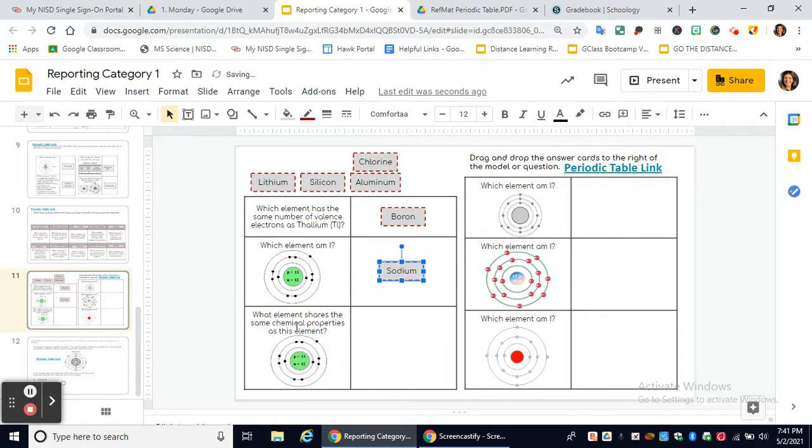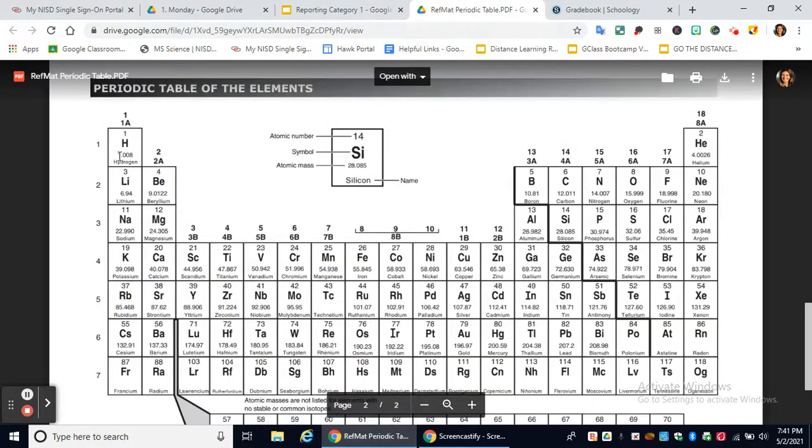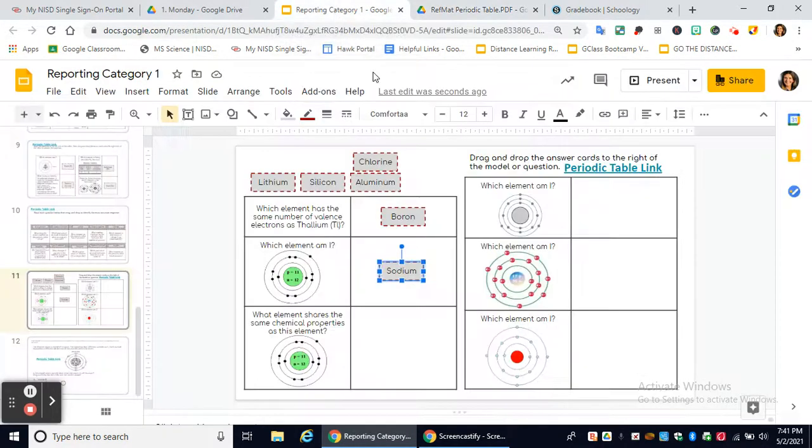What element shares the same chemical properties as this element? So chemical properties, you look at the valence electrons, the electrons in the outer shell. It has 1 valence electron. So this atom is in group 1. So we want to see what other elements are in group 1 that have similar chemical reactivity. So here we can see all of these are in group 1. So lithium, sodium, potassium.